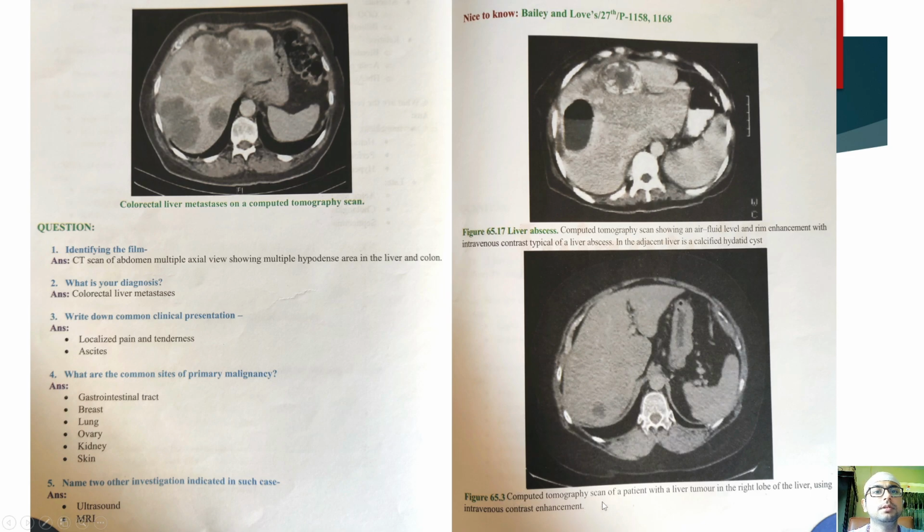And the CT scan of the patient shows a liver tumor at the right lobe of the liver using intravenous contrast enhancement. So this is contrast imaging. CT showing there is a lesion in the right lobe of the liver here. So it is, I think, a space occupying lesion, or metastatic carcinoma, or hepatocellular carcinoma here.